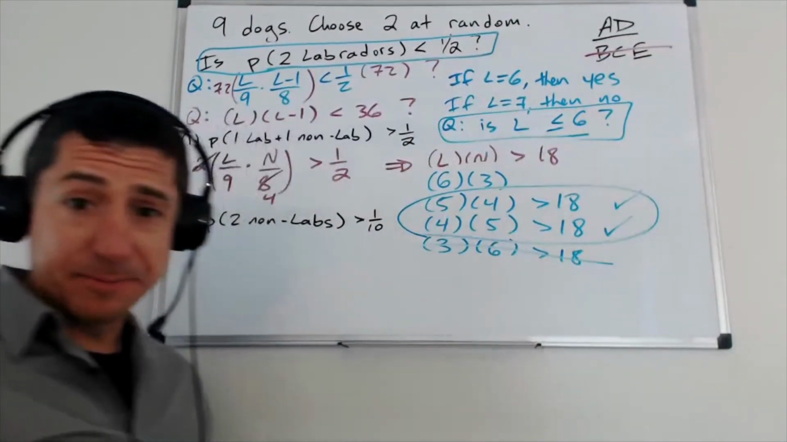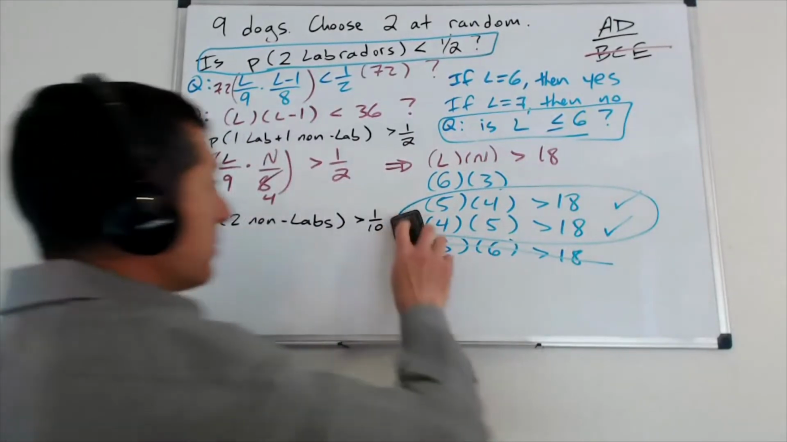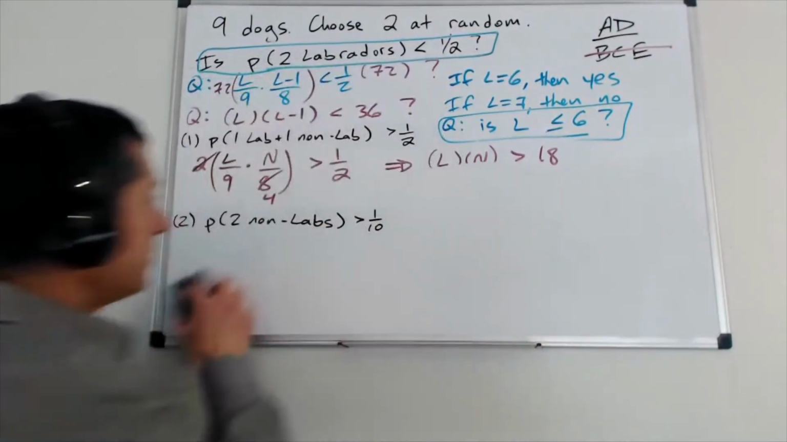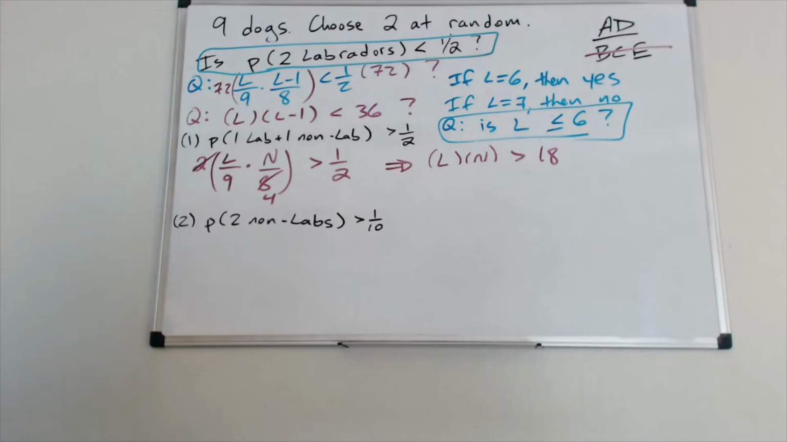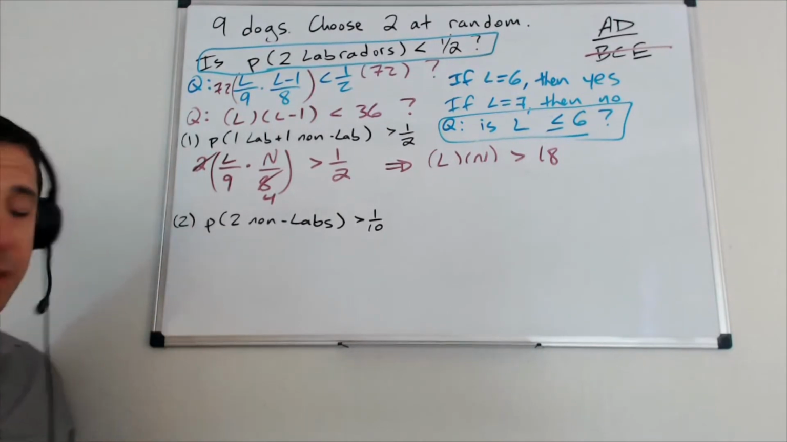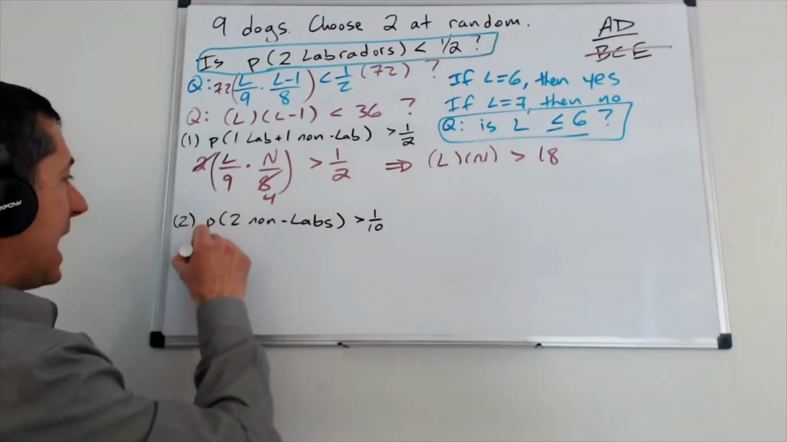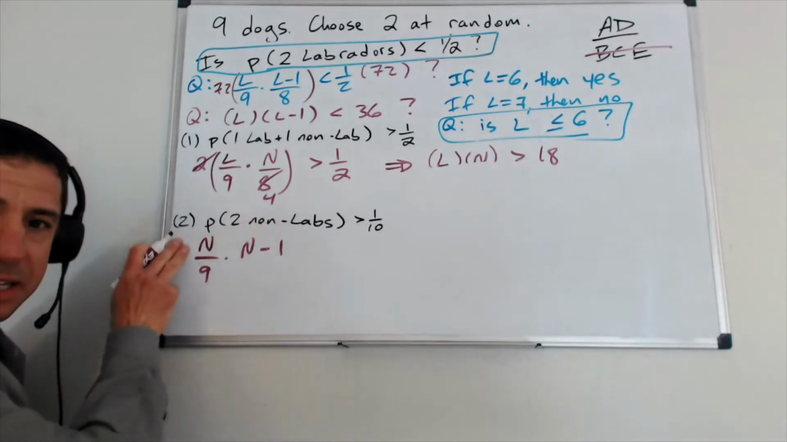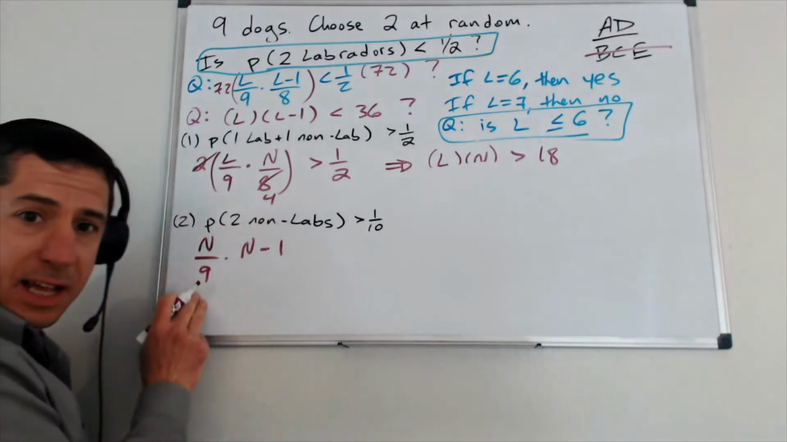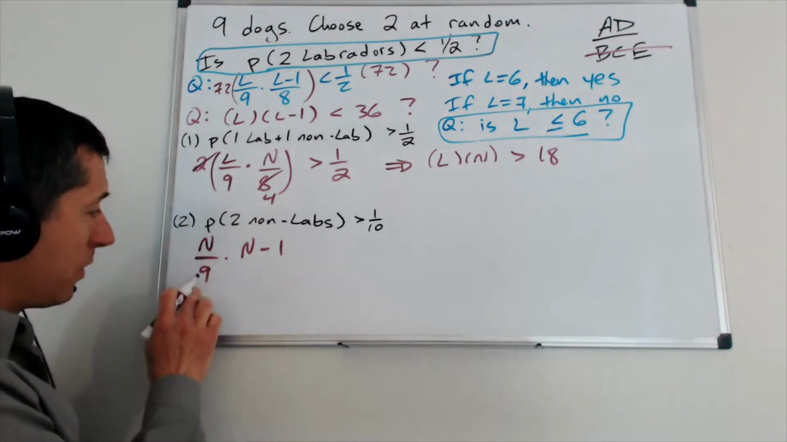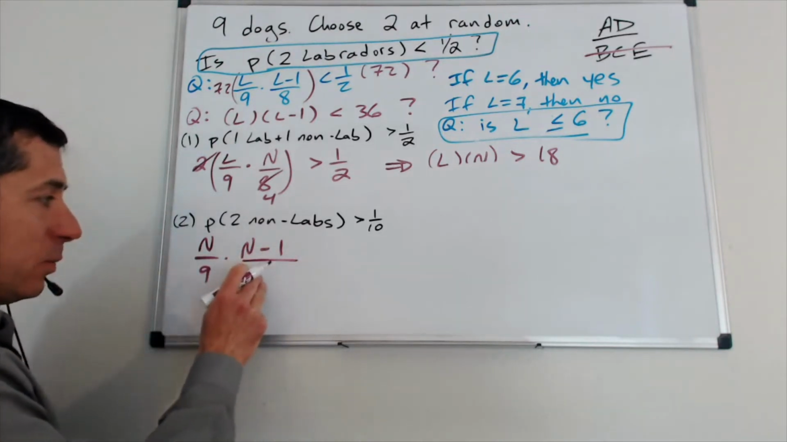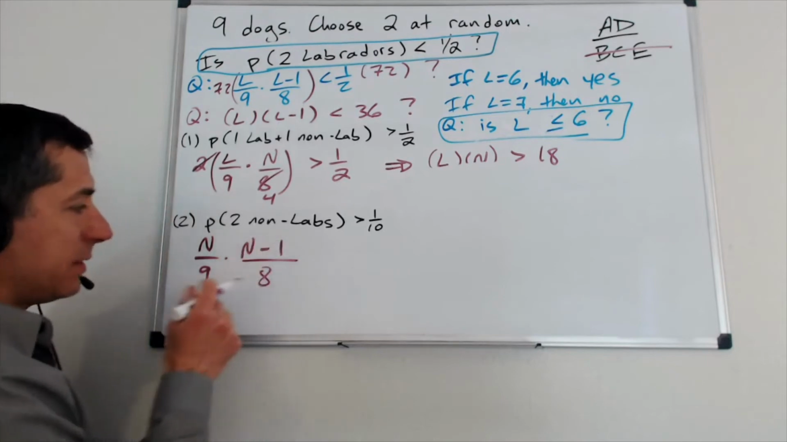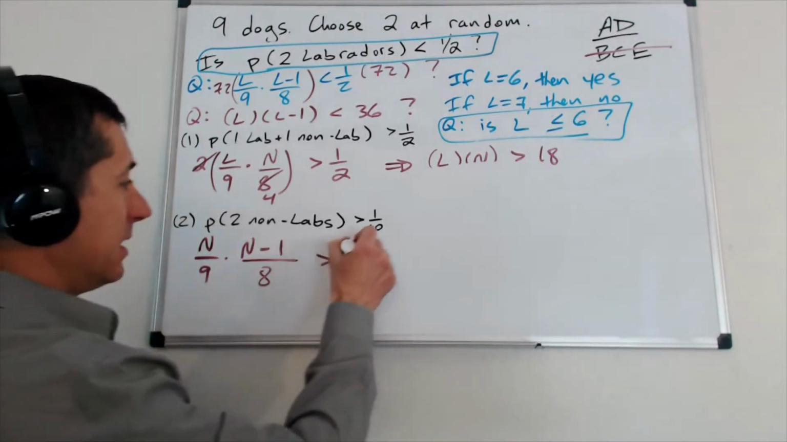You having fun yet? All right, I'm going to erase some of this in the interest of space. Probability I get 2 non-labs in statement 2 is greater than 1/10. So I can say again, n over 9 times n minus 1. So n is the number of non-labs. First pick, the odds of getting a non-lab are n over 9. Second pick, 1 dog is gone, n minus 1 divided by 8. This is greater than 1/10.